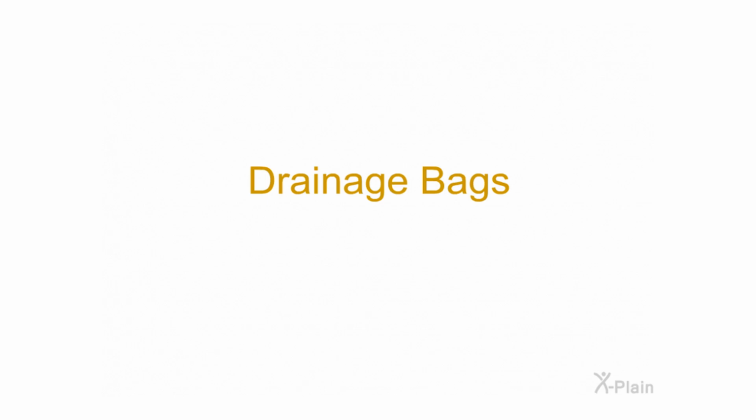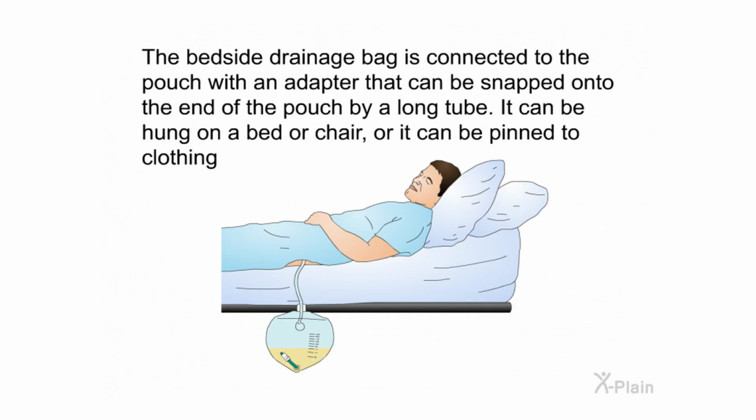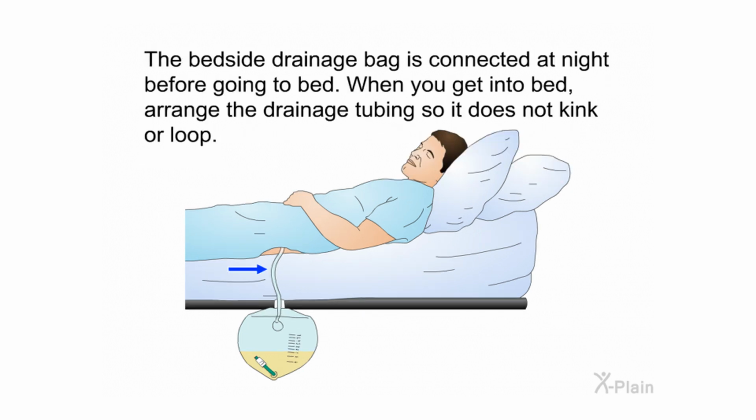Drainage bags. The bedside drainage bag is connected to the pouch with an adapter that can be snapped onto the end of the pouch by a long tube. It can be hung on a bed or chair, or it can be pinned to clothing. The bedside drainage bag is connected at night before going to bed. When you get into bed, arrange the drainage tubing so it does not kink or loop.